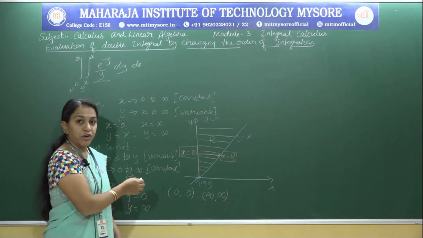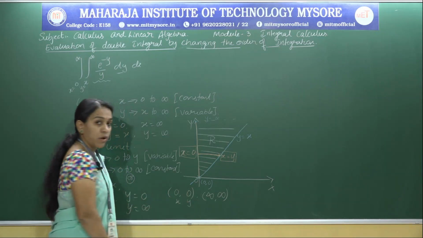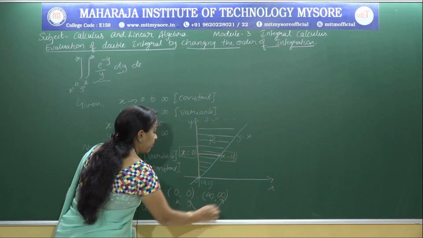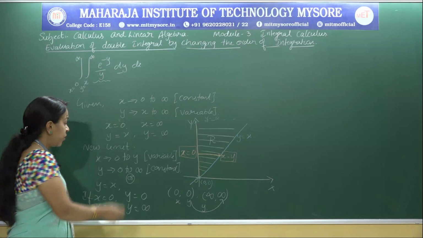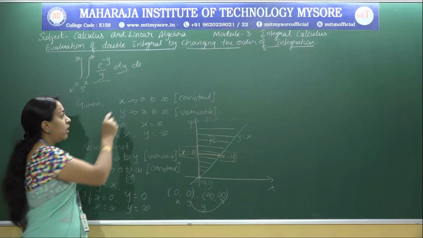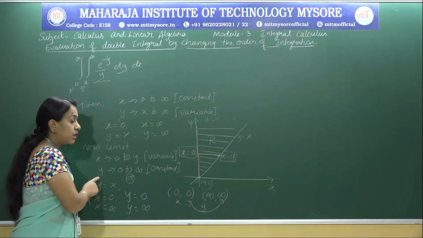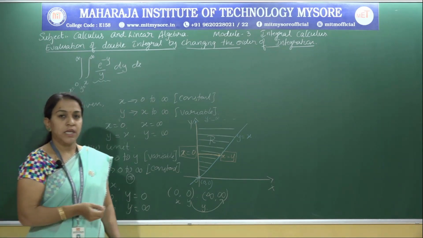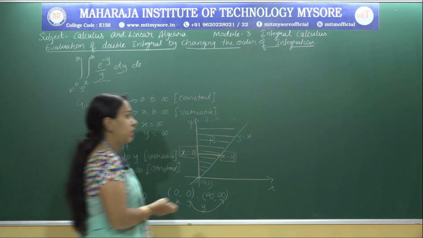Once we get the point of intersection, we know that this is our x coordinate and this is our y coordinate. So, your y varies from 0 to infinity. You can consider in this way also, we will get the same result. Our y varies from 0 to infinity. So, we change the constant limit as a variable limit and the variable limit as a constant limit. Now, I can evaluate easily the given double integral because I change the order of integration.